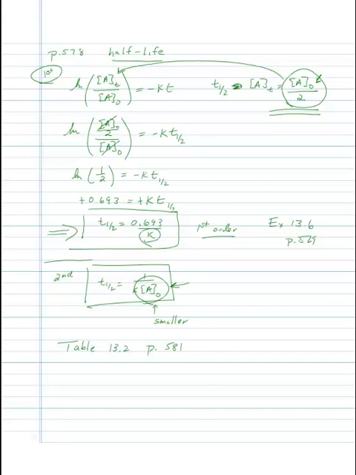So you need to know that. For zero order, it's concentration versus time. First order, natural log of concentration versus time. Second order, 1 over concentration versus time. And then it goes through and shows the half-life expressions for those. I didn't solve for the zero order one. You can look at that. That's also on page 580.